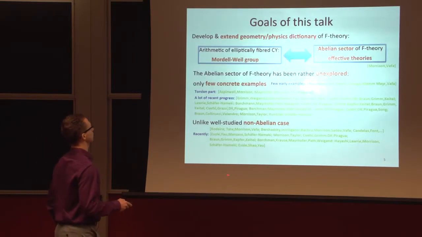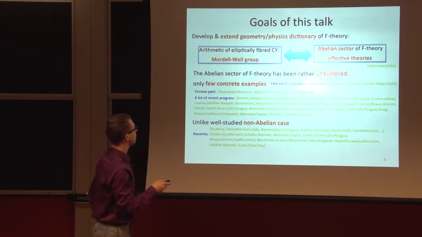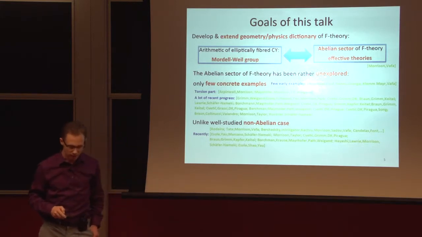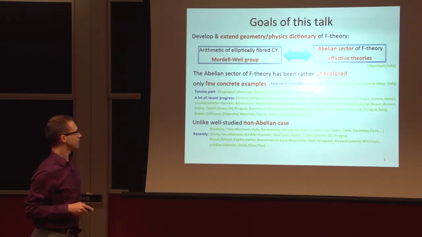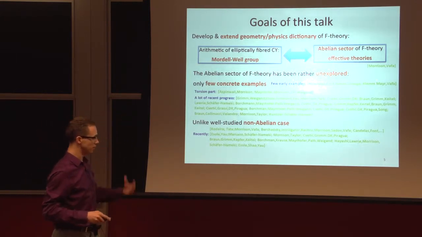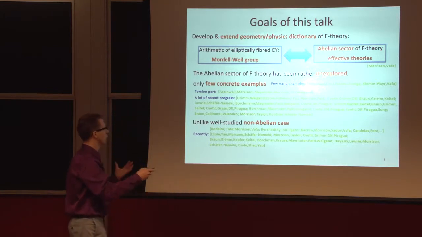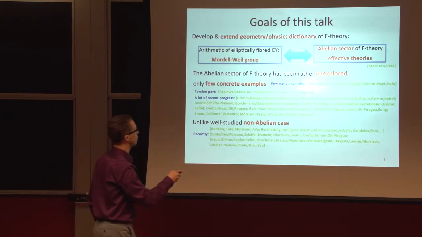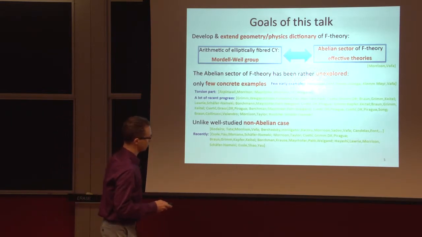So the goal of this talk is really to develop and extend this nice geometry-physics dictionary that underlies F-theory. So the geometrical concept I want to talk about today is the arithmetic of elliptically fibered Calabi-Yau manifolds, in particular the Mordell-Weil group of the elliptic fibration. And I want to relate this to the abelian sector of the F-theory effective action. Although this principal correspondence has been established by Morrison and Vafa in the early days of the theory, the abelian sector has been rather unexplored, in contrast to the well-studied non-abelian case. And only recently, with some exceptions, there has been a lot of progress on understanding this correspondence, and basically most of these papers here were written in the last 1 or 2 years.